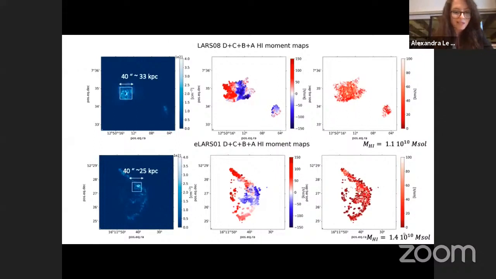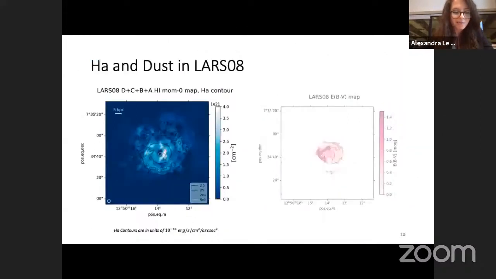Now, the most interesting part, I guess, is the comparison with different phases of the ISM. If we look at the H alpha and the HI, this is the figure on the left, where you can see the moment map that I showed previously with the H alpha emission from MUSE overlaid. And you can see that there is star formation going on along the spiral arm, but also, and most importantly, very strong star formation in the center.